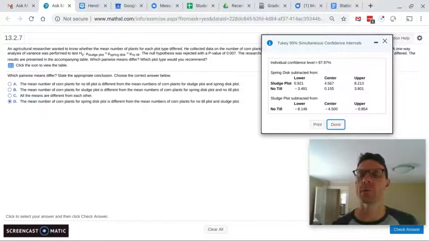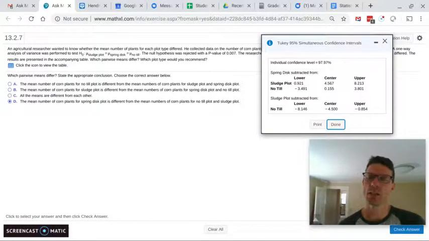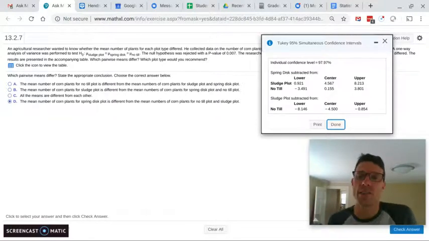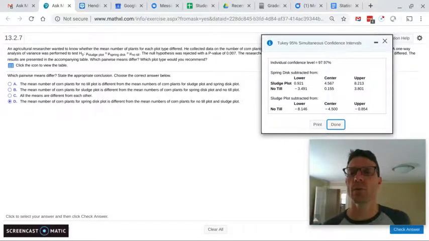What we would be unsure about is if the lower and the upper contain both positive and negative numbers, right? Because that means the confidence interval includes 0, which means there really might not be a difference in the means. Remember, this is the means being subtracted from each other. So this line right here, the no-till line, says no-till minus spring disc. The mean could be anywhere from negative 3.4 up to 3.8, which means that it could pass through 0. It's really hard to tell which one has more plants in it, unlike the sludge plot, right?